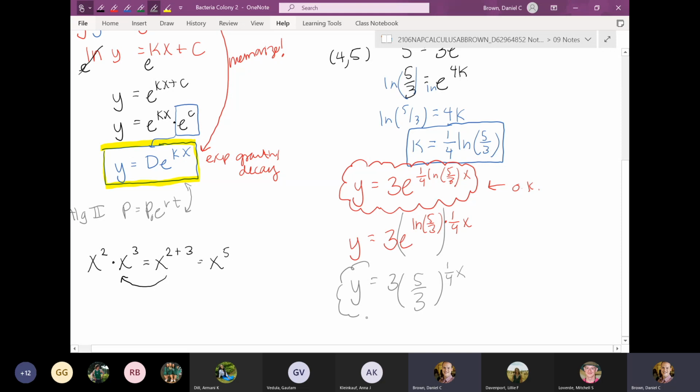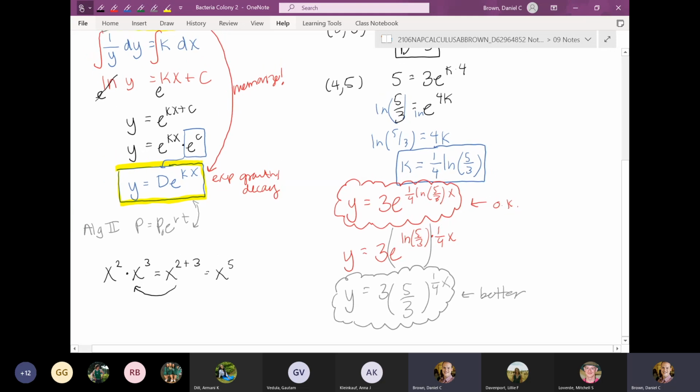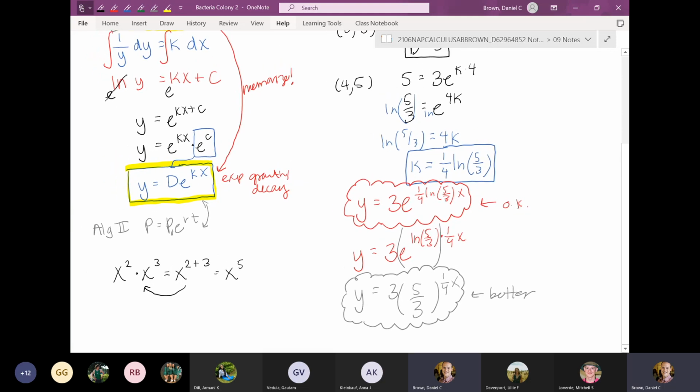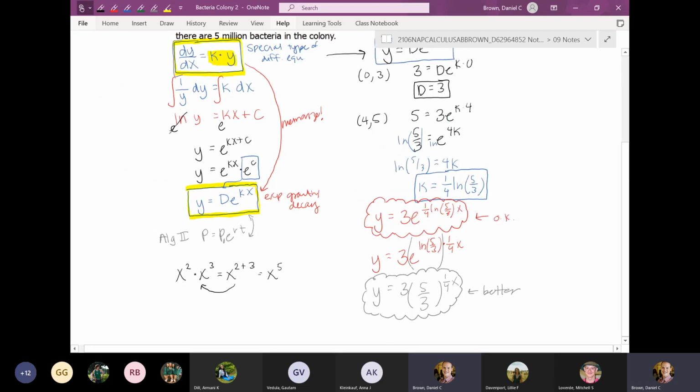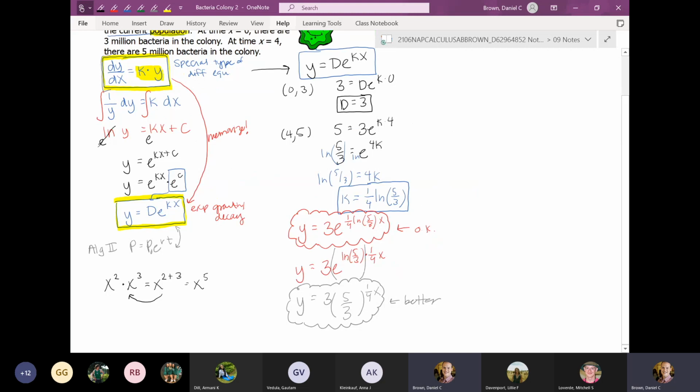This equation is equivalent to that one I have in red, but it is a better one to use only because it's a little bit more simplified. And if it was a multiple choice question, it would probably be that as a choice and not the one in red. I do know the population of bacteria is growing because 5/3 is bigger than 1, but that's kind of where that equation is coming from. Any questions on that? Because I know I did do a lot of algebra while working through that problem.